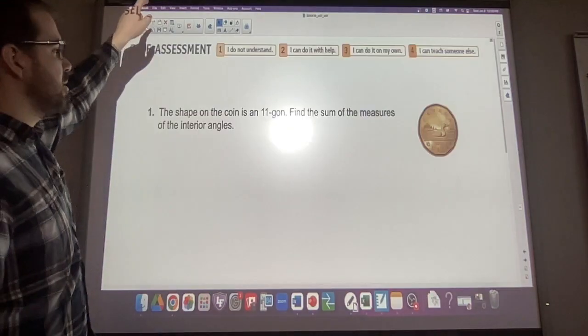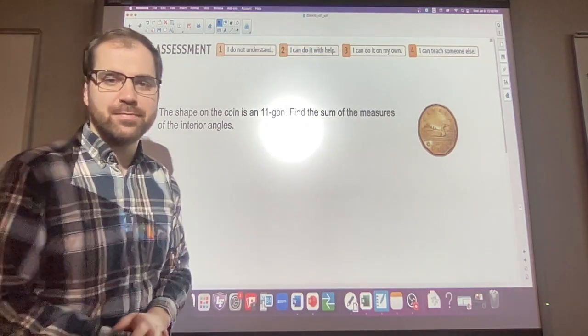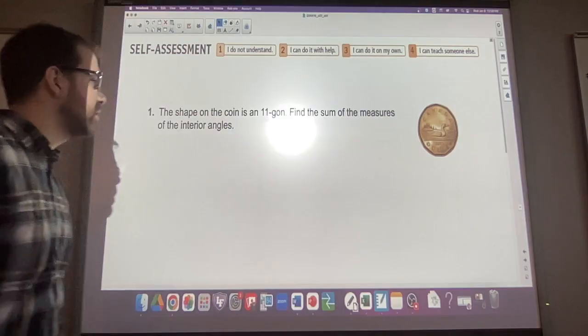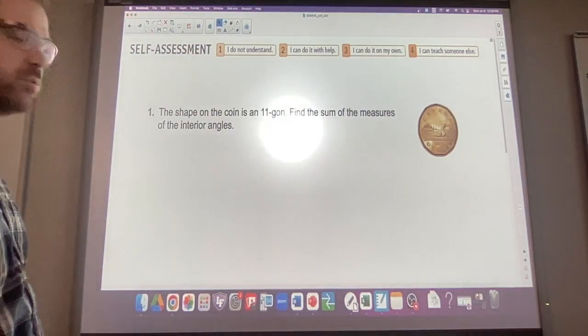So let's look at another one here. Why don't you try this one on your own? Okay, we got an 11 gon. So this is a Canadian coin. They have 11 sides on their coins. Find the sum of the measures of the interior angles. Okay, try that out.